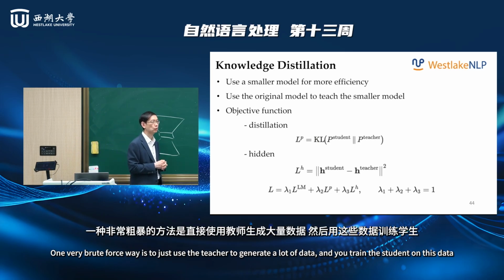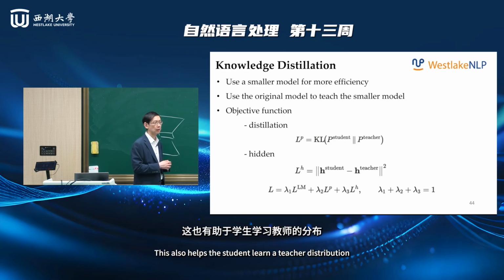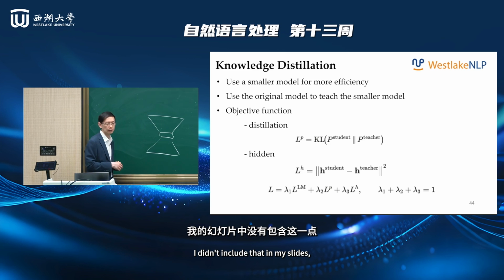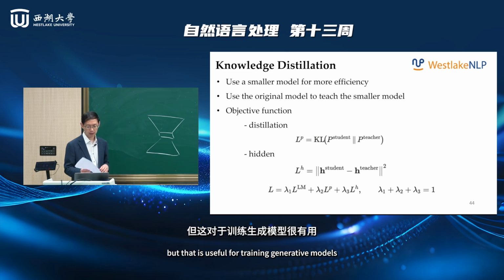But there are also alternative ways to do knowledge distillation. One very brute force way is to just use the teacher to generate a lot of data, and you train the student on this data. This also helps the student learn the teacher distribution, okay? I didn't include that in my slides, but that is useful for training generative models.